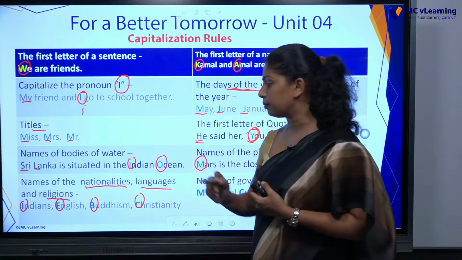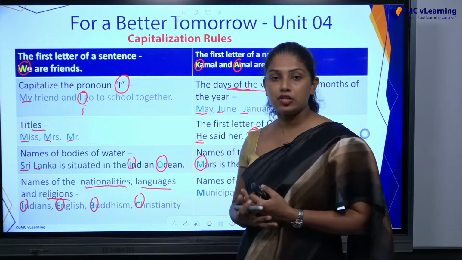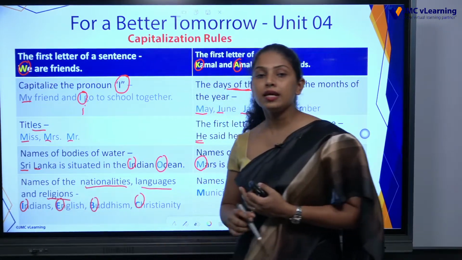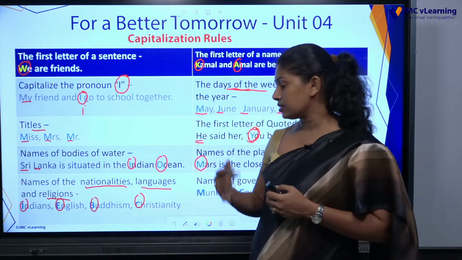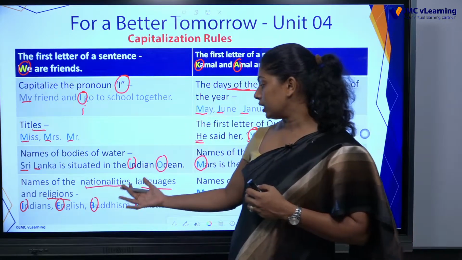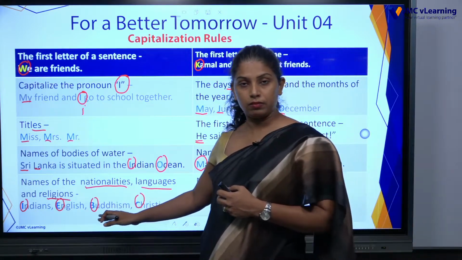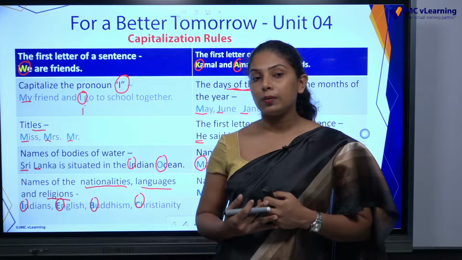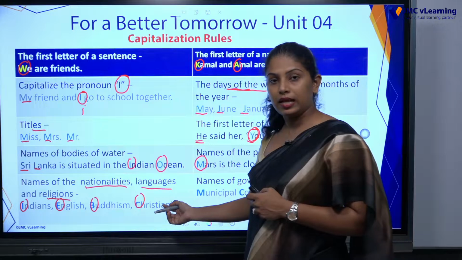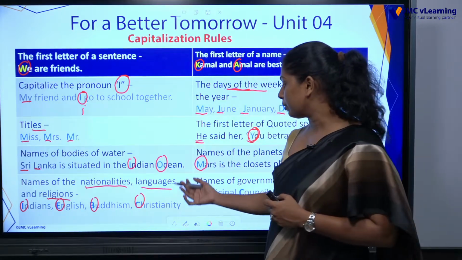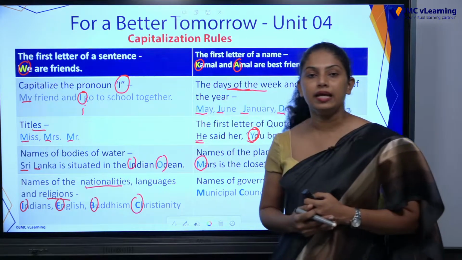Here you can see the examples given. Indians, that is a nationality. Sri Lankans, that is a nationality. So you write the first letter as capital. Then English. Oh, sorry, English is a language. So when we are talking about English as a language, the first letter should be capital. Then Buddhism. Buddhism is a religion. So when we are talking about Buddhism, we have to write the first letter in capital. Then Christianity, that is a religion again. When we are talking about Christianity, we have to use the first letter as capital there as well.